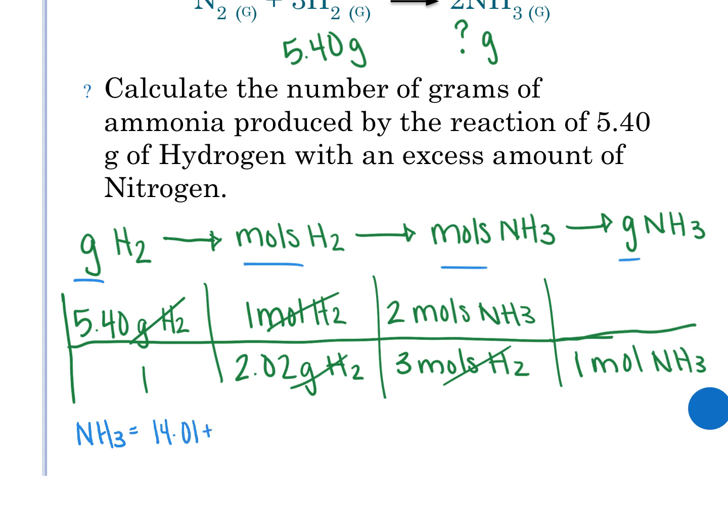14.01. And how many hydrogens are there? 3. And what's the mass of hydrogen? So what's 14.01 plus 3.03? Good. So 17.04 grams of ammonia.